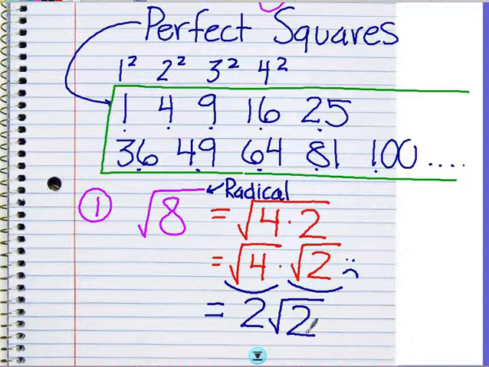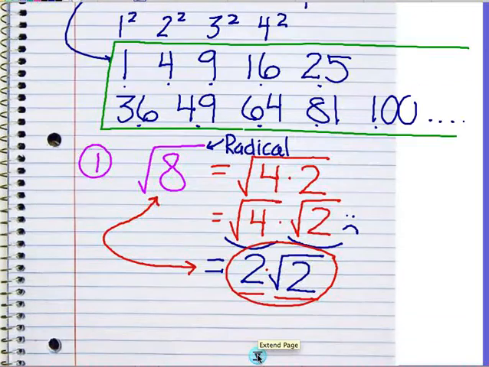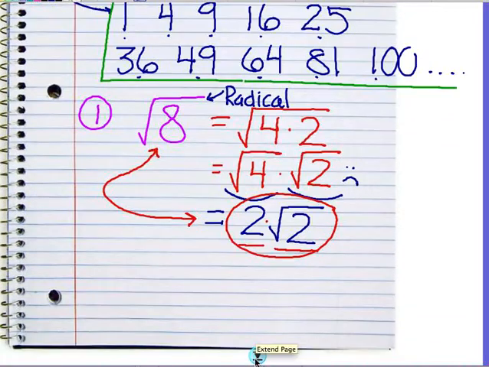Now, if you were to take your calculator and take the square root of 8, you would get a decimal. And if you took 2 times the square root of 2, you would get the same thing. These are the same thing, but this is considered more proper. It is considered simplified, just like when we reduce the fraction.